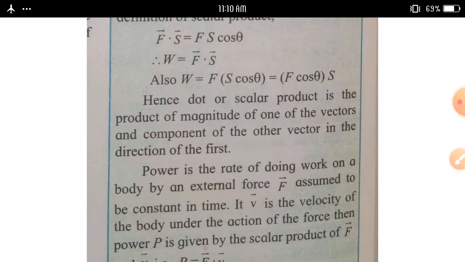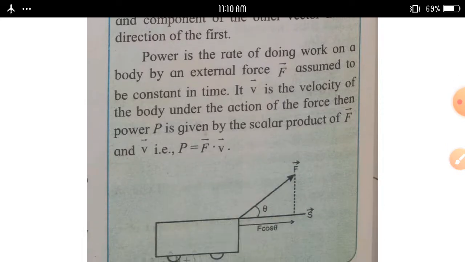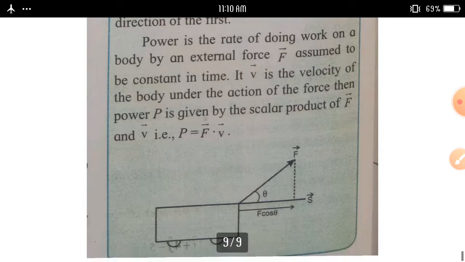Power is the rate of doing work on a body by an external force F bar, assumed constant in time. Let V bar be the velocity of the body under the action of the force. Therefore power is given by the scalar product of F bar and V bar, that is P is equal to F bar dot V bar.